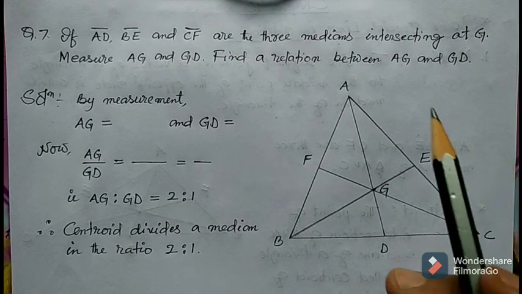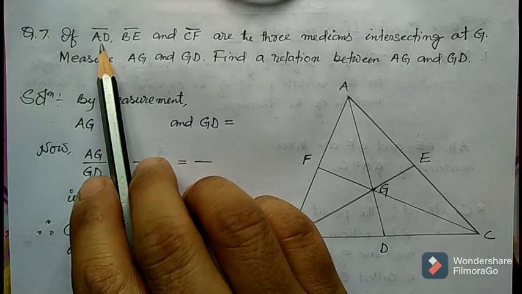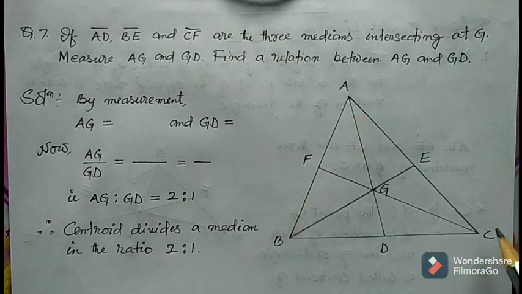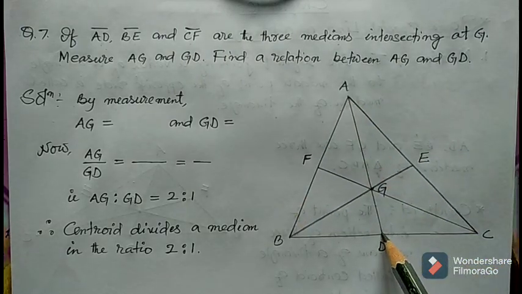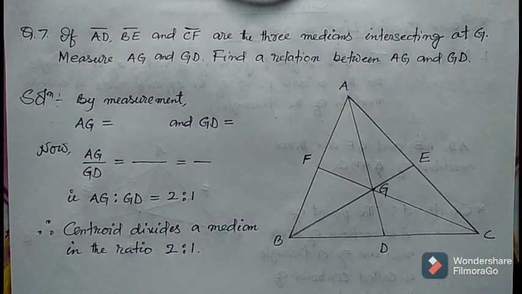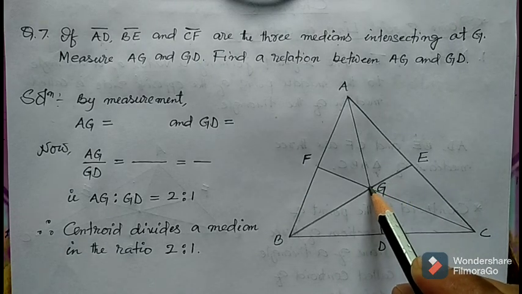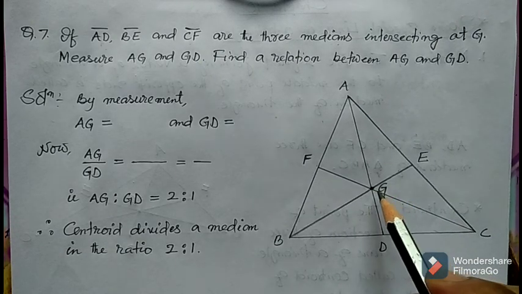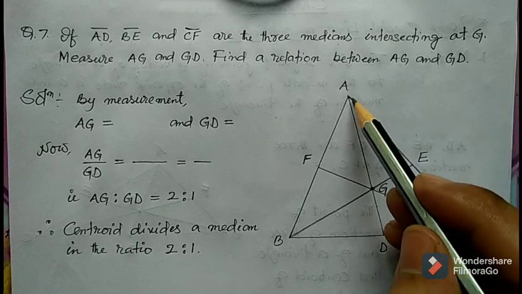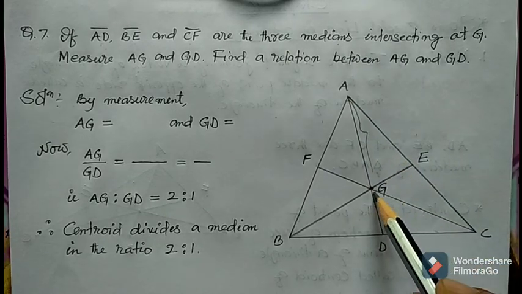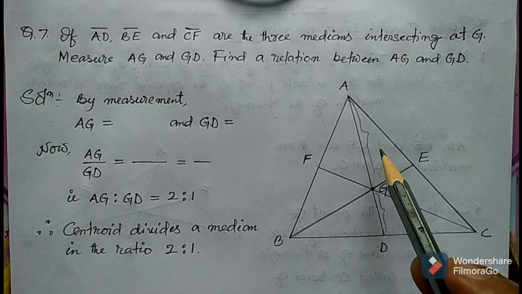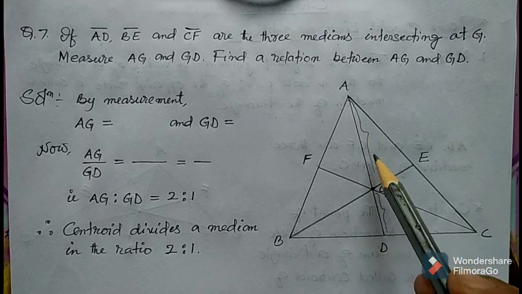Okay, now let's draw the figure first. Here we are given that AD, BE, and CF are the three medians. So the triangle will definitely be ABC, and you can see here AD is one median, BE another median, and CF the third median. And all these three medians intersect each other at point Z. Now we are going to measure how long are AZ and ZD. After measuring these two lengths, we have to establish the relation between these two sides.